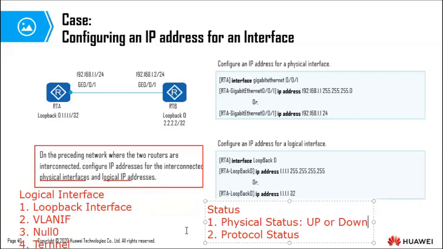Up means on, on both interfaces, either physical or logical. When the physical status of an interface is up, let me call this interface status, it simply means that it's on. It's not down. Down means it's off. Is that clear?